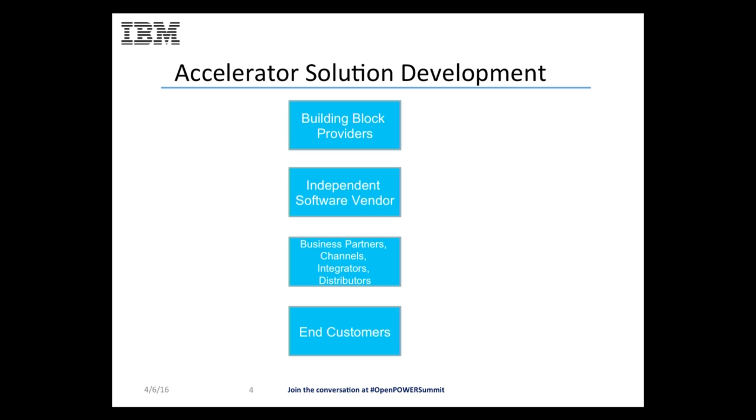Then you have business partners, and they're going to create solutions out of that. So they're going to take the ISV and that application. They're going to take the CAPI card that we showed you earlier. They're going to take a POWER8 system. They're going to put all that together and integrate it. And they're going to add services to that, and then they're going to sell that down to the end user. So this is the whole solution building process, if you will.